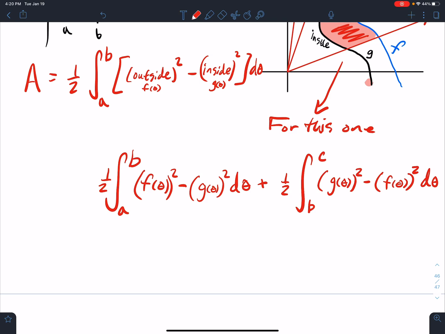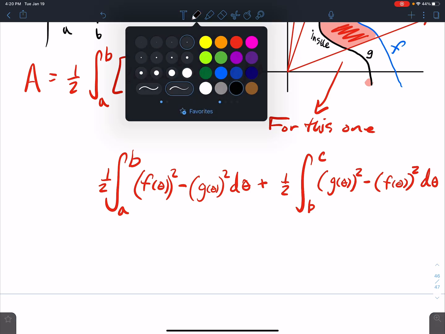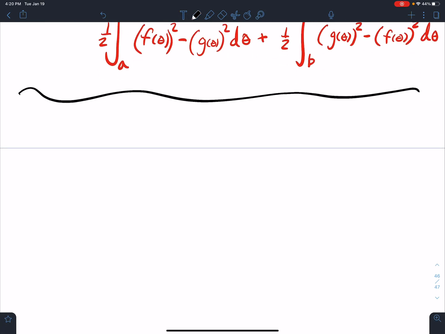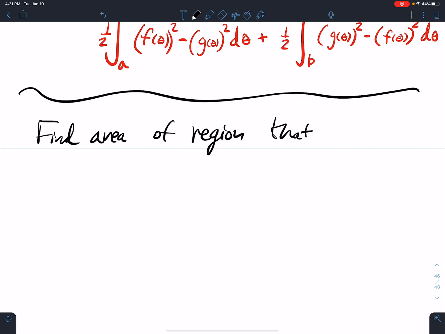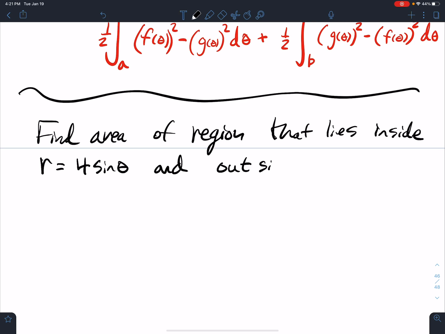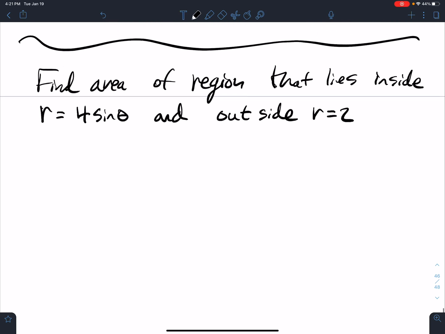So let's do an example where I show you this in practice. Find the area of the region that lies inside r equals 4 sine theta and outside r equal to 2.